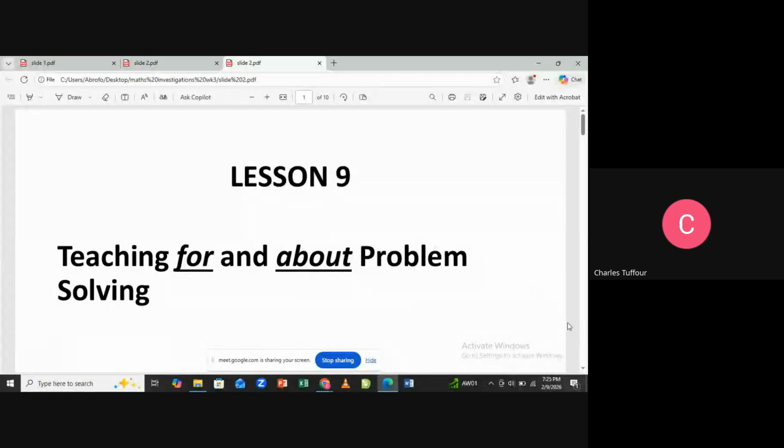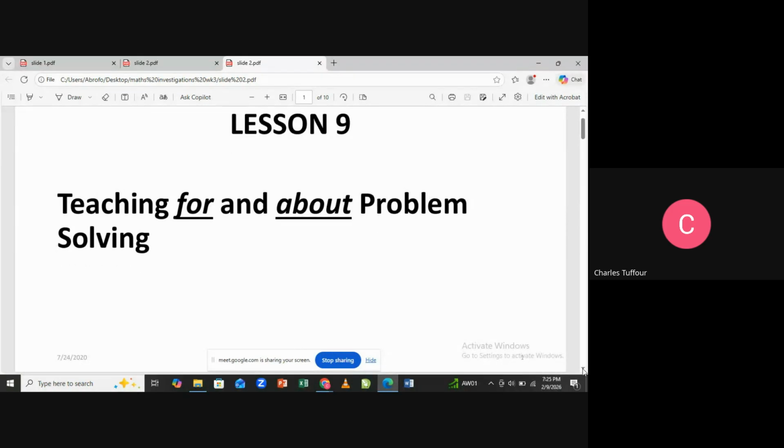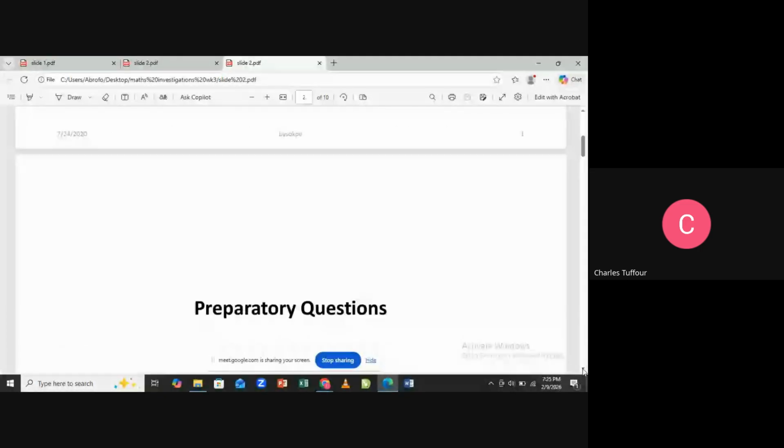Okay, so we are looking at lesson 9, teaching for and about problem solving. We are looking at teaching for problem solving and teaching about problem solving. Remember, they can ask you to write about three differences between teaching for and teaching about problem solving. So by the end of this lesson, you should be able to do so. You can jot down the question: difference between teaching for and teaching about problem solving.